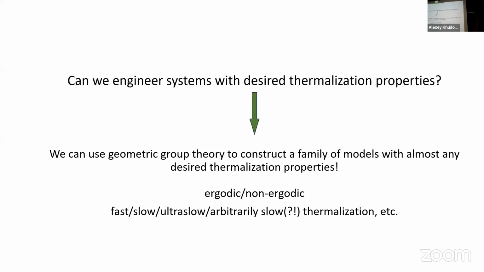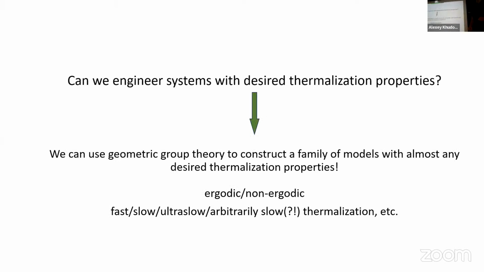So the answer to this question is yes, we can actually use some math, in particular geometric group theory, to construct quite a generic family of models, where we can engineer almost any desired thermalization properties, making them ergodic or non-ergodic, and with almost arbitrary thermalization times, including arbitrarily slow thermalization. And I will explain later what this means.